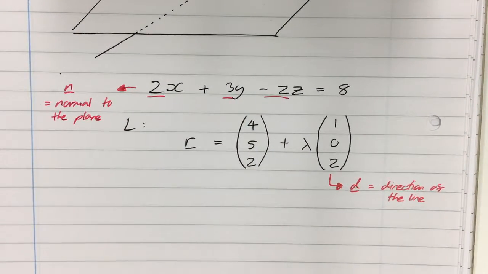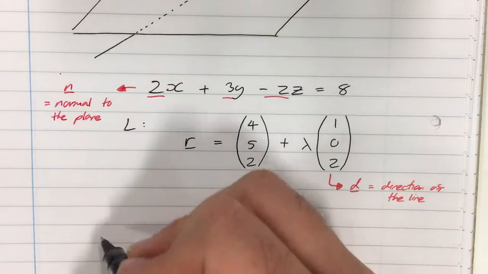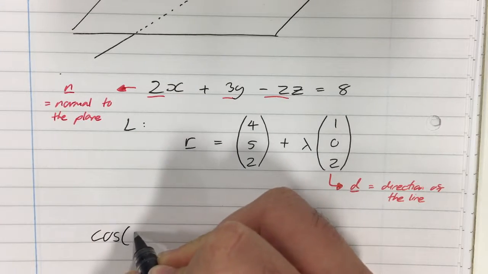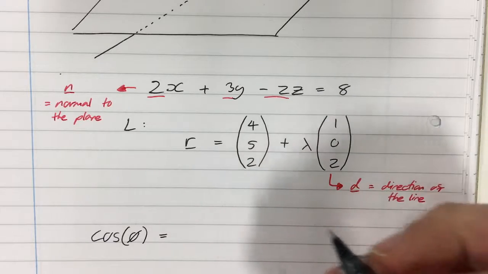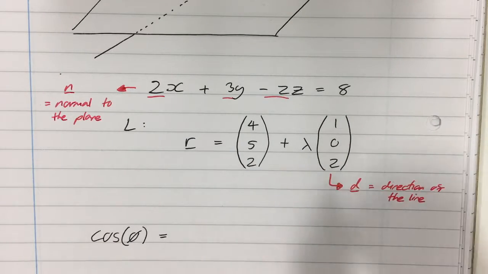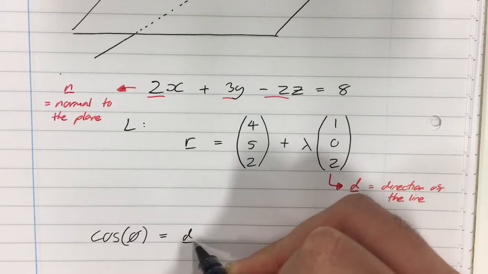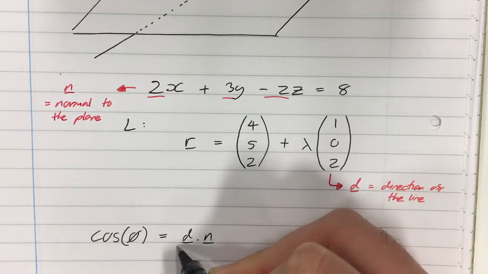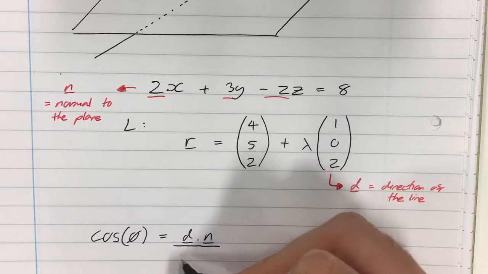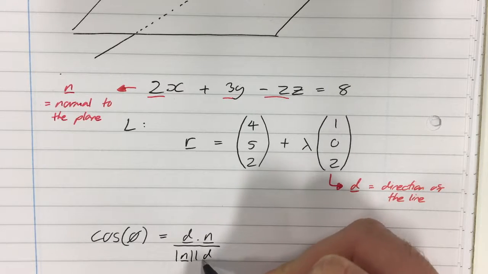I'm now going to use that formula: cos of phi, so cos of an angle between two vectors, is equal to the dot product of the vectors, so that's d dot n, divided by the modulus of n times the modulus of d.